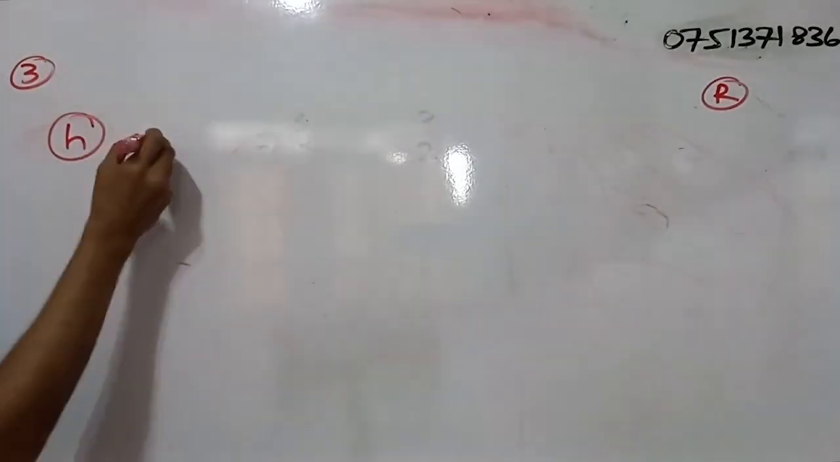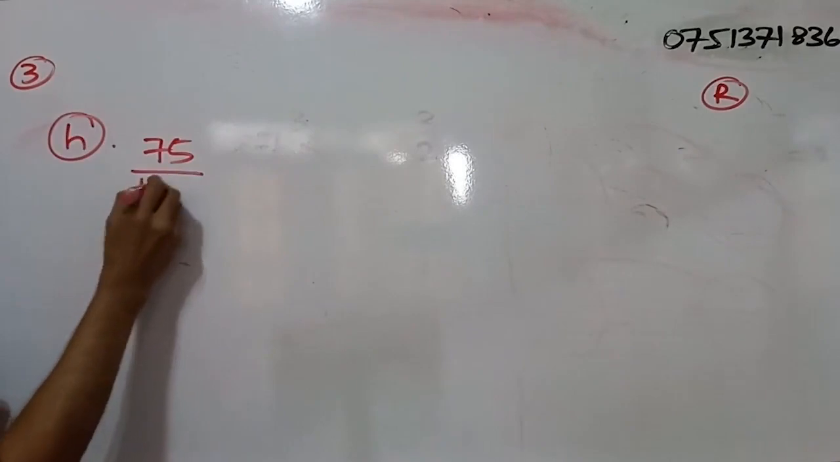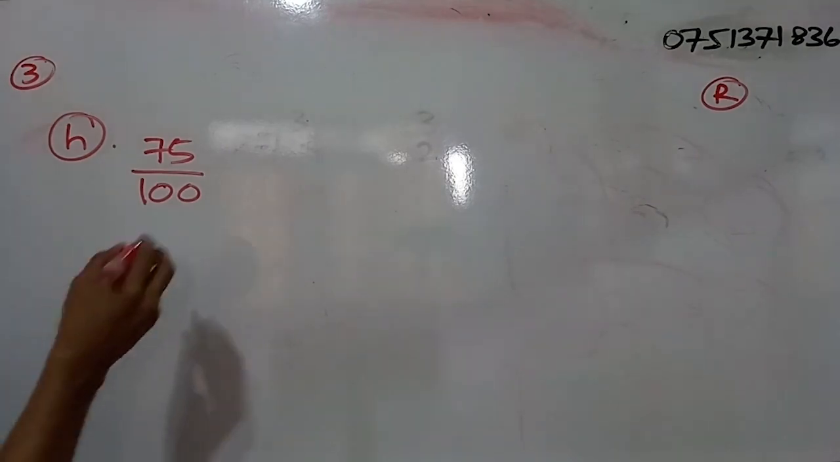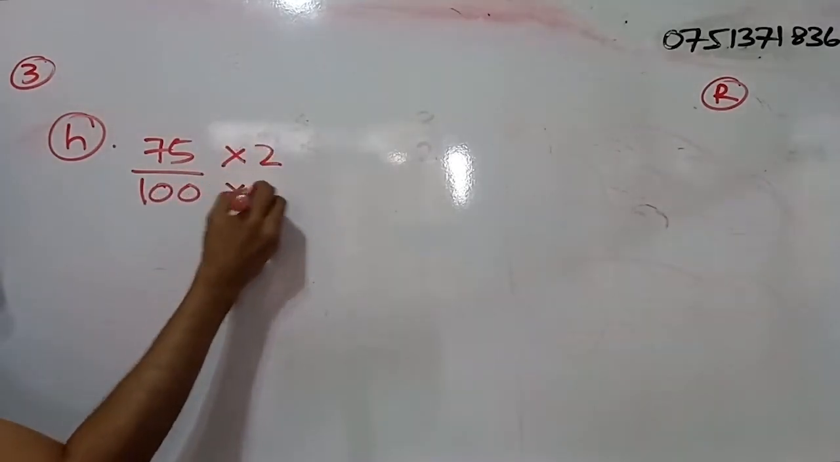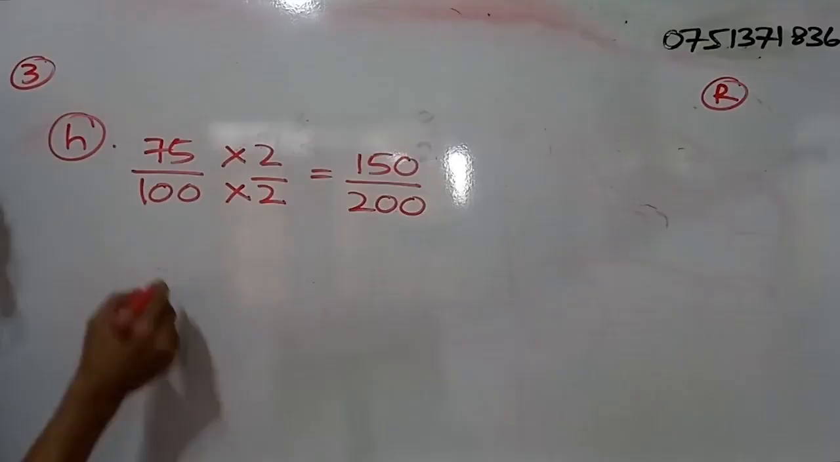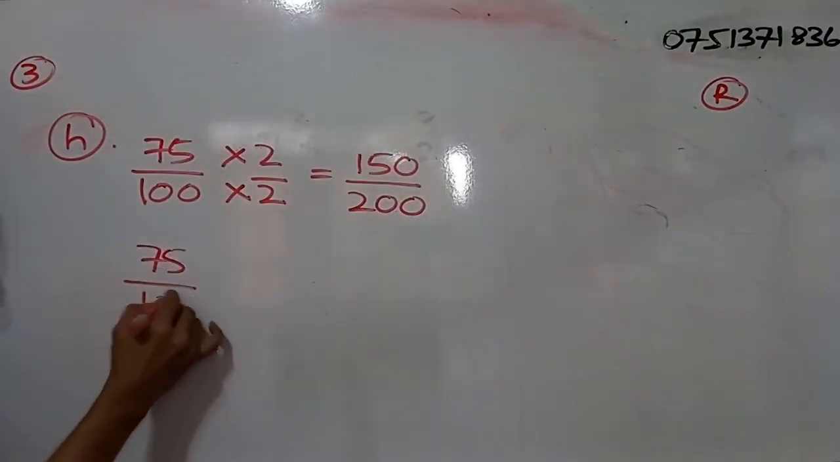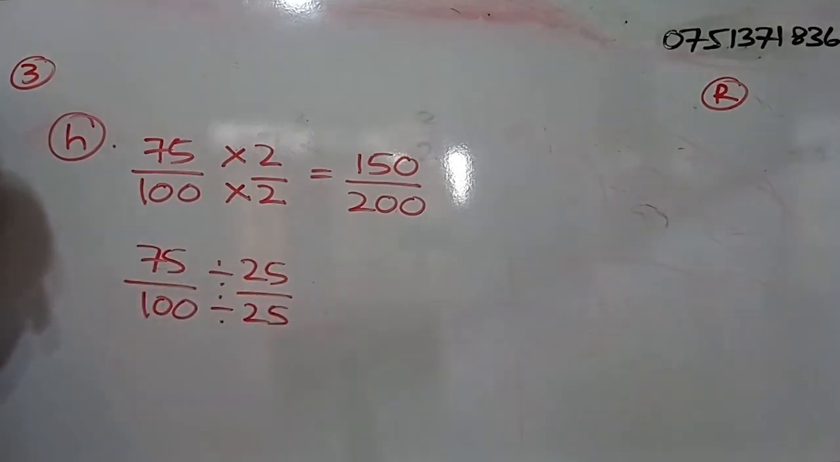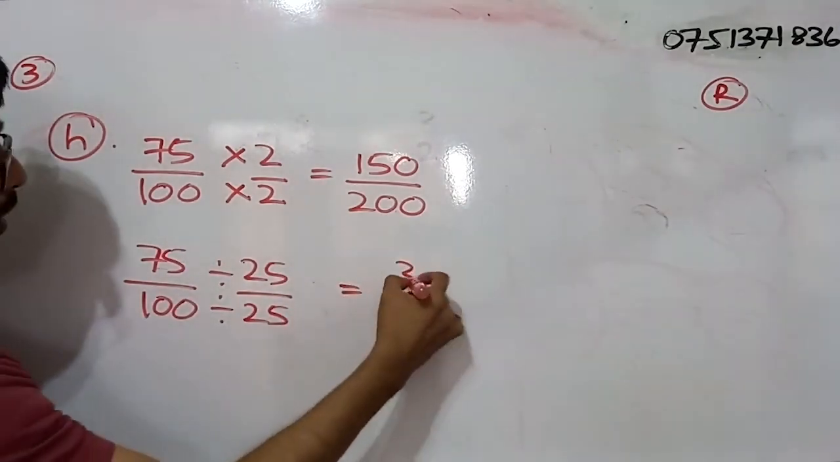H. So we have what? 75 by 100. Okay. So we have to come up with the equivalent fraction. Right? So either we can multiply or we can divide. So first of all, I will multiply the numerator by 2 and the denominator by 2. So what will we get? 150 by 200. And another way, 75 by 100, I will divide the numerator by 25 and also I will divide the denominator by 25. Then we will get what? 3 by 4.